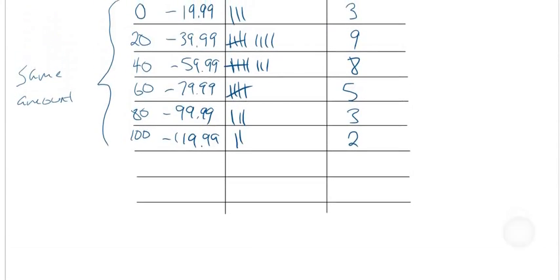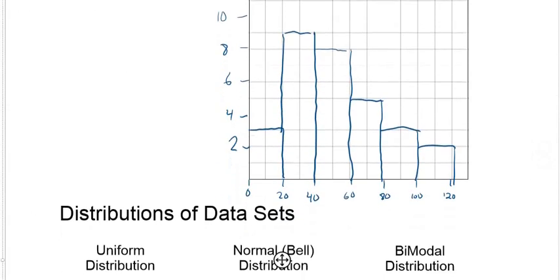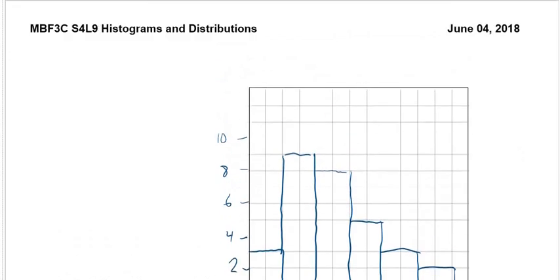Let's just double check that. 3, 9, 8, 5, 3, 2. So it all lines up.